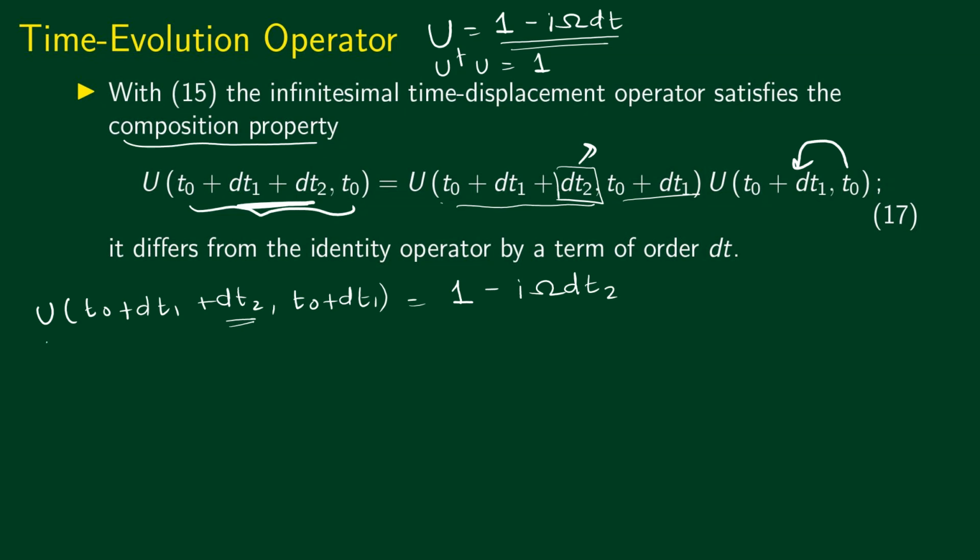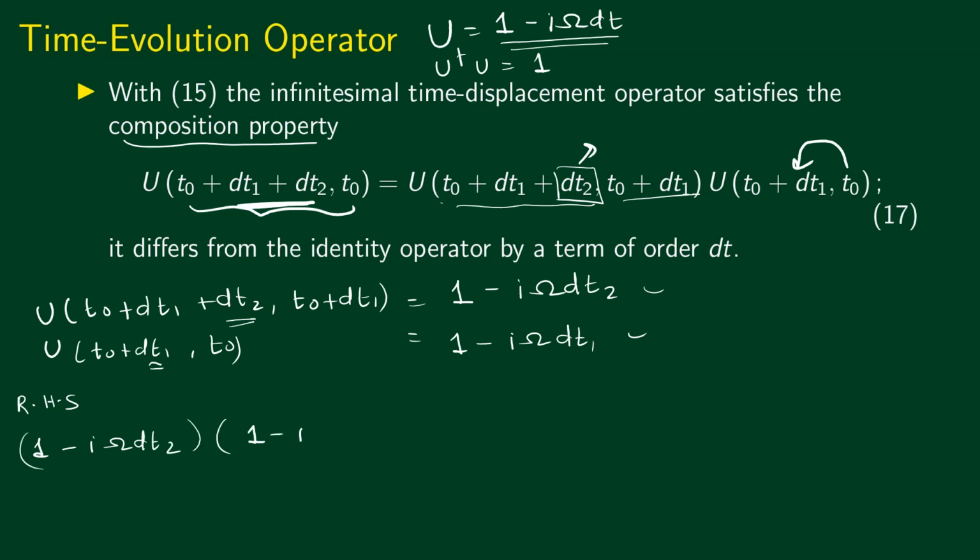Okay, similarly, U of t0 plus dt1 comma t0. This is an infinitesimal time evolution by an amount dt1. So we write this as 1 minus i omega dt1. Okay, so let's look at the multiplication on the right hand side. If we substitute this, we have 1 minus i omega dt2 multiplied by 1 minus i omega dt1. Okay, just multiply this now.